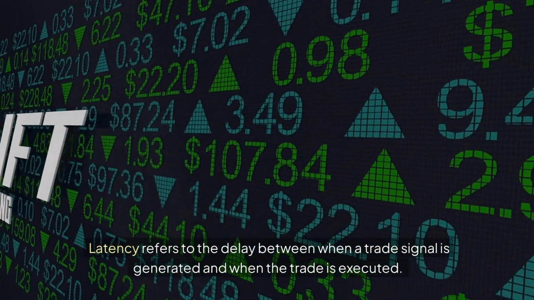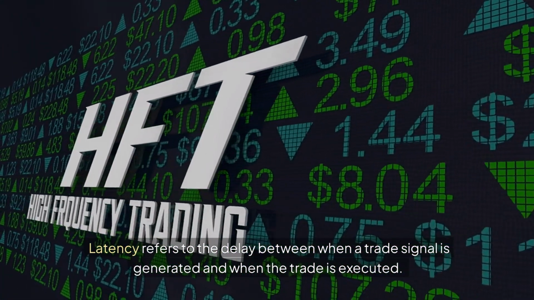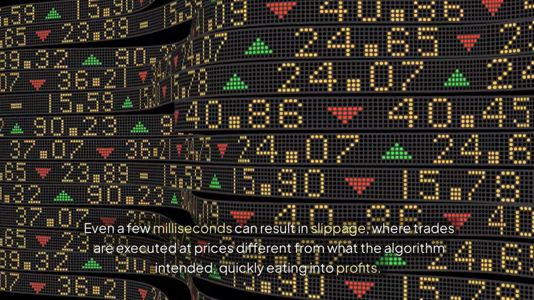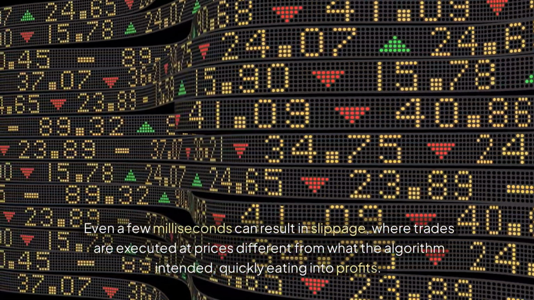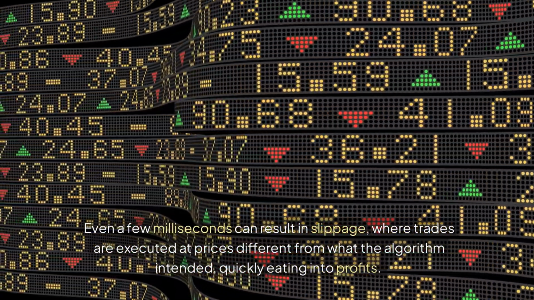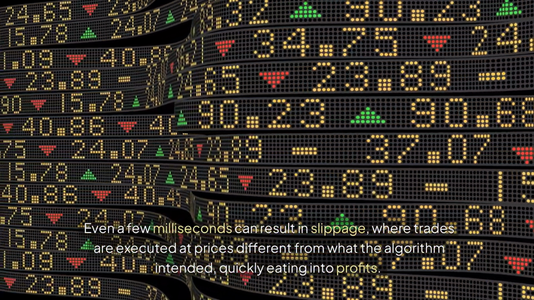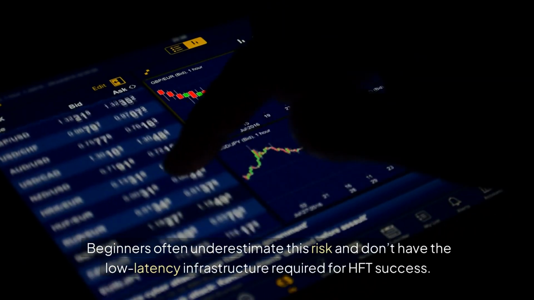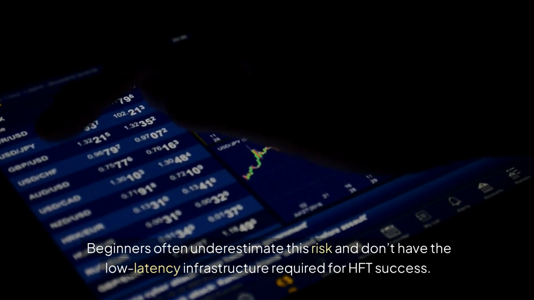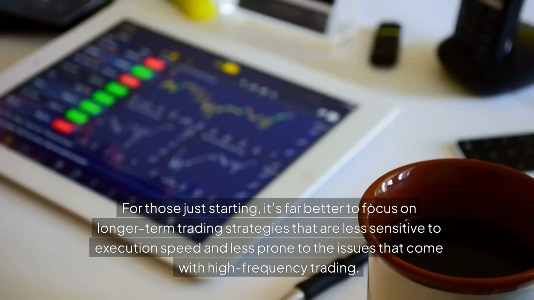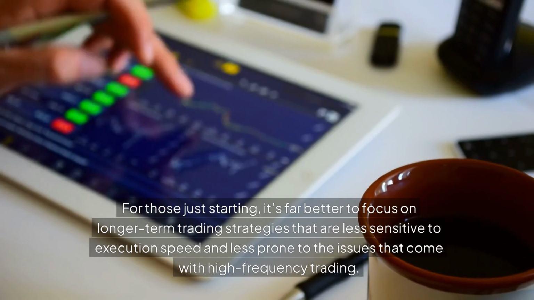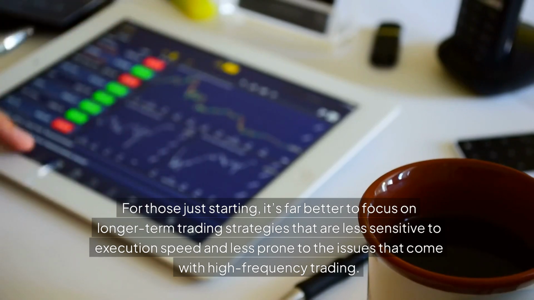In HFT, latency becomes a major issue. Latency refers to the delay between when a trade signal is generated and when the trade is executed. Even a few milliseconds can result in slippage, where trades are executed at prices different from what the algorithm intended, quickly eating into profits. Beginners often underestimate this risk and don't have the low latency infrastructure required for HFT success. For those just starting, it's far better to focus on longer-term trading strategies that are less sensitive to execution speed and less prone to the issues that come with high-frequency trading.